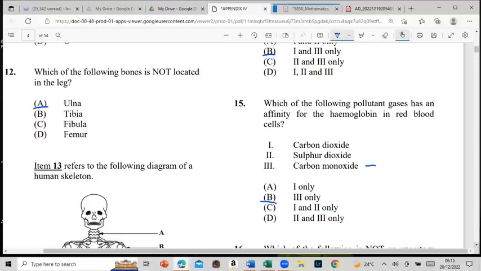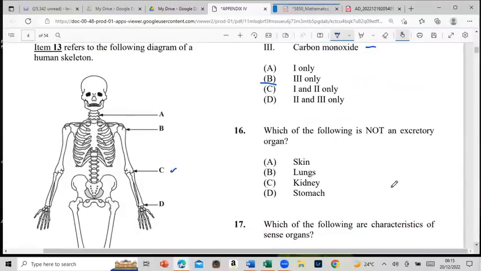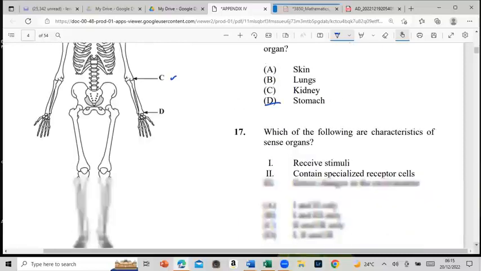Let's move on to number 16. Which of the following is not an excretory organ? Is it the skin, lungs, kidney, or the stomach? And that would be definitely the stomach, which is digestive. Alright? So the kidney, lungs, and skin are excretory.